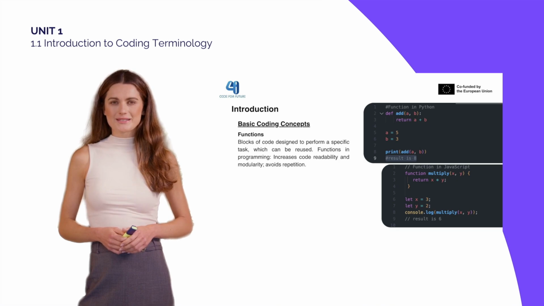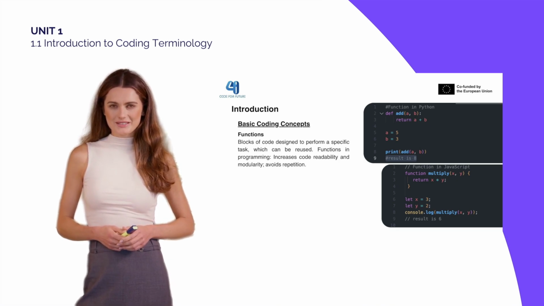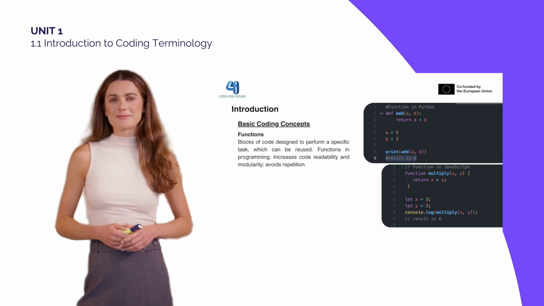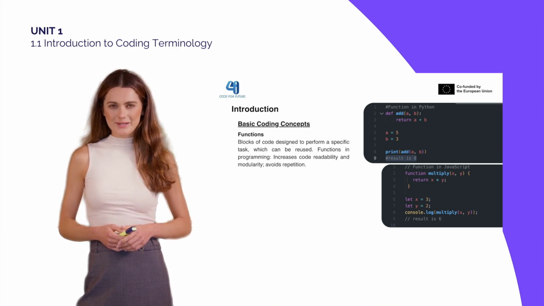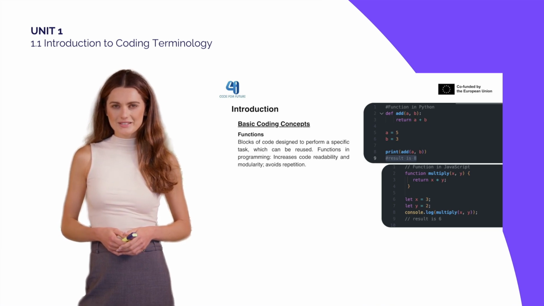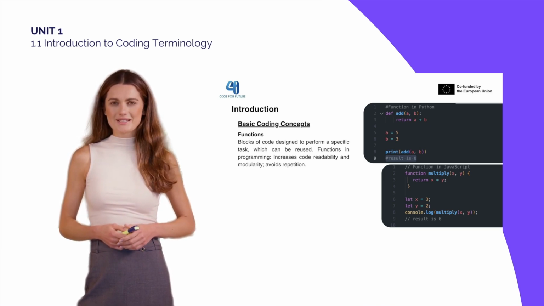For example, in Python, we define a function addAB that returns the sum of two numbers. In JavaScript, we define a function multiply(x, y) that returns the product of two numbers. By calling these functions with different values, we can perform calculations easily without rewriting code. Functions help us avoid repetition and organize code better, making programming much more efficient.